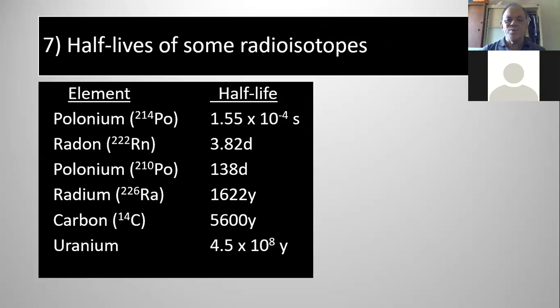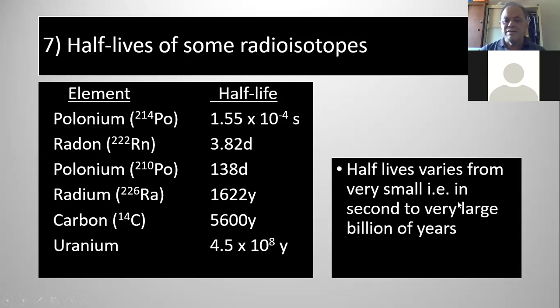We should understand that the half-life can vary from very small, less than 1 second, to millions of years. That's why uranium, and those with a long half-life, can be used to date the initial strata. That's why it's been used to date the age of the Earth. So half-life varies from very small, less than a second, to very large, in billions of years.